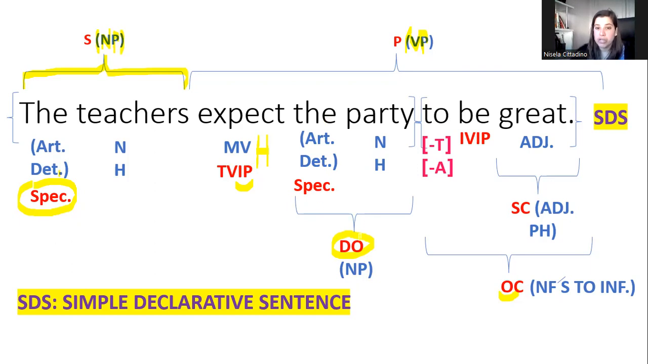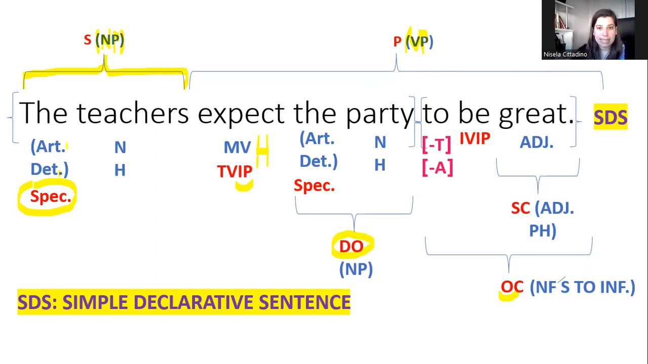So the direct object is a noun phrase. Again, we analyze it in a similar way as the teachers. The is the article and the determiner and the specifier. And party is a noun and a head. Remember that the head is the word that we cannot elide from the sentence, from the clause or the noun phrase in this case.